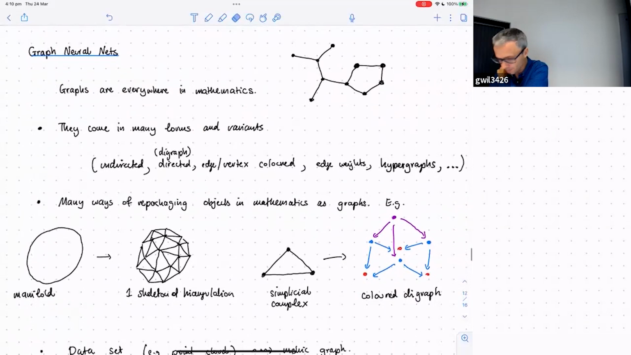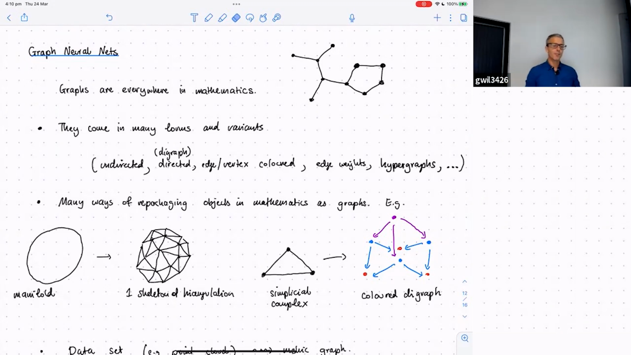Okay, graph neural nets. If there are no questions. Graphs are everywhere in mathematics. They come in many forms and variants. I just want you to keep in mind that graph here is a very loose term. It might be a directed graph, a digraph. The edges might be colored, the vertices might be colored, the edges might be weighted, the vertices might be weighted, the vertices might have 10 parameters associated to them. We might be talking about hypergraphs, that is, graphs where an edge can connect more than two vertices, et cetera. So this whole plethora of things called graphs.